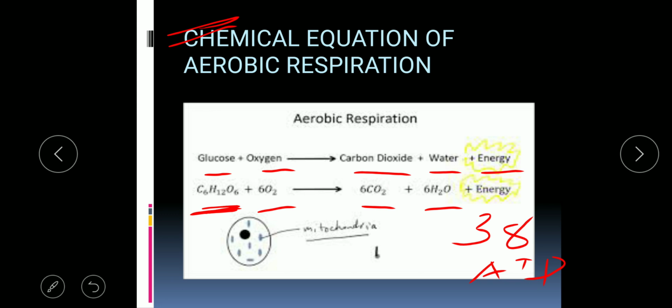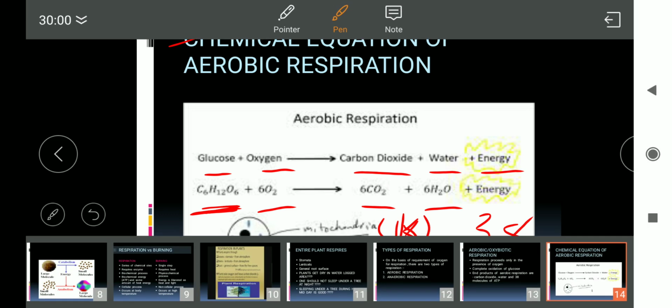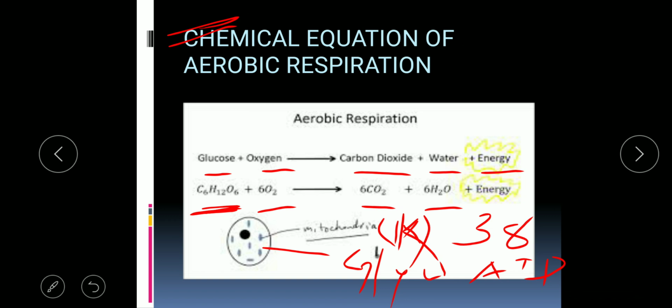You know that respiration occurs in two major steps, glycolysis and the Krebs cycle. Glycolysis occurs in the cytoplasm and the Krebs cycle occurs in the mitochondria.